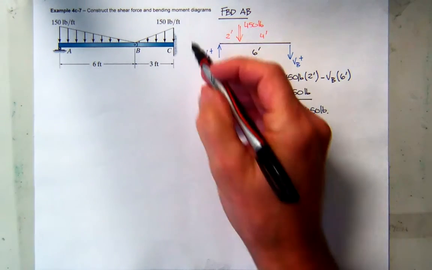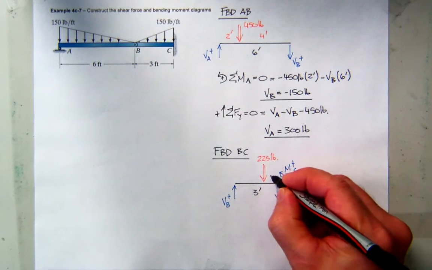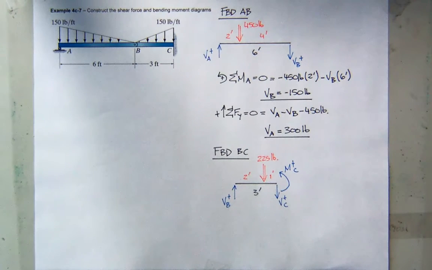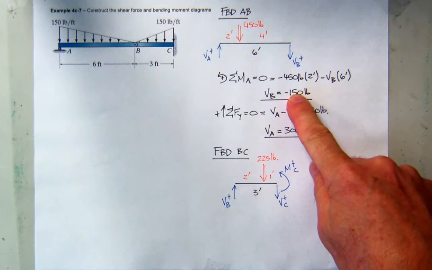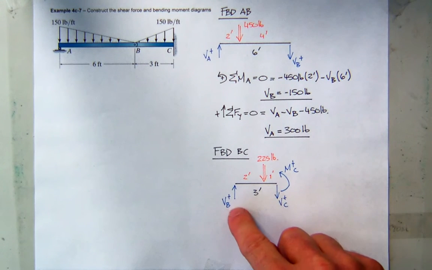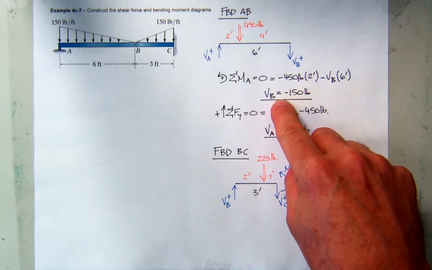And the centroid will be 1/3 the distance from the big end. 1/3 of 3 is 1 foot, and this side will be 2 feet. Now, I already know the shear at B. What is the shear at B? Negative 150. So when I write my equations to solve for the stuff at C, I'm just going to use this value. But when I compute it, what am I going to plug in? Negative 150.